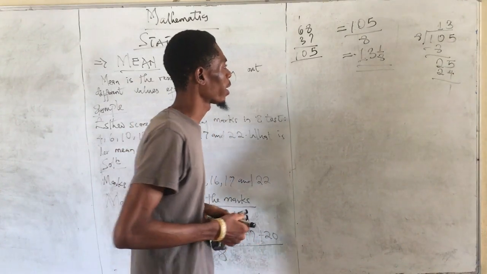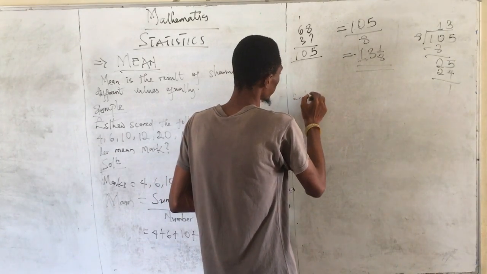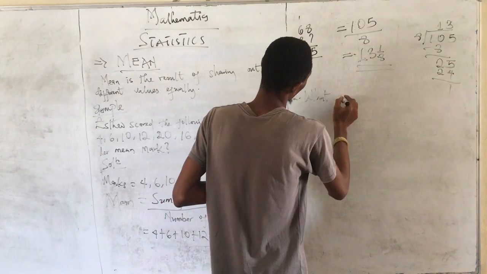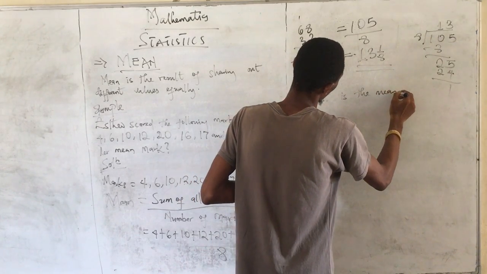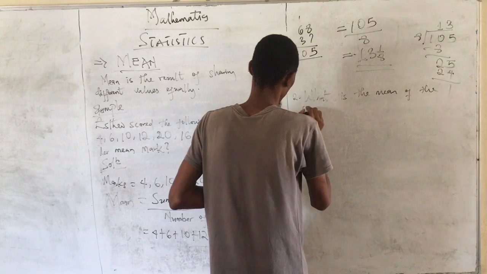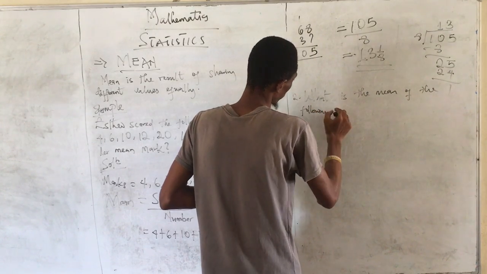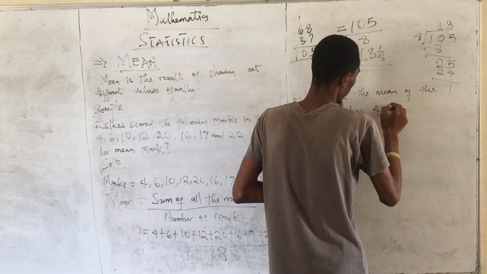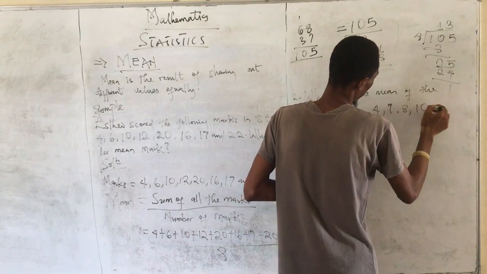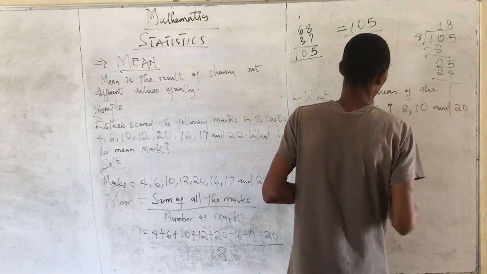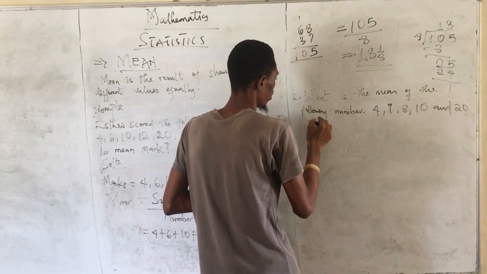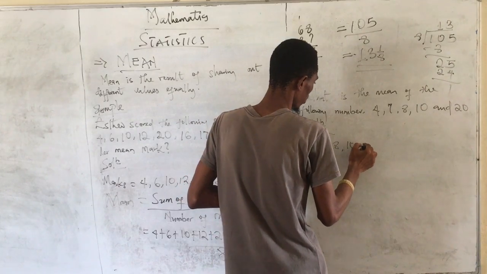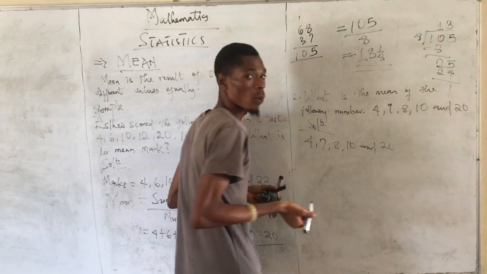Okay? Now let's do a very simple example and see. What is the mean of the following numbers? 4, 7, 8, 10, and 20. What is the mean of the following numbers? Solution, our numbers are 4, 7, 8, 10, and 20.